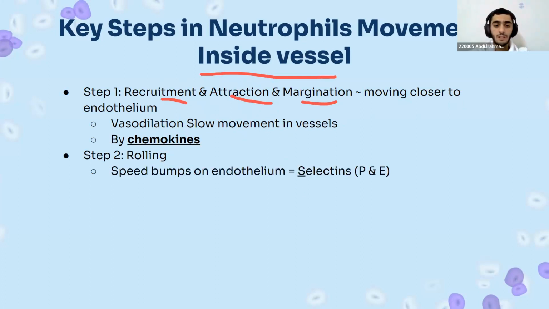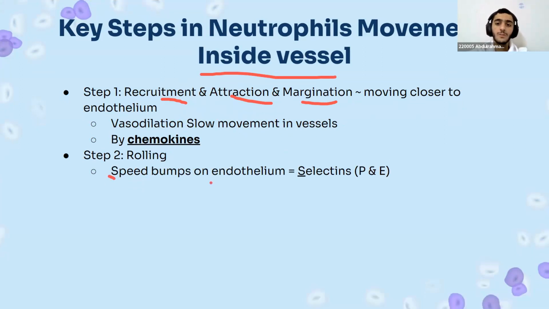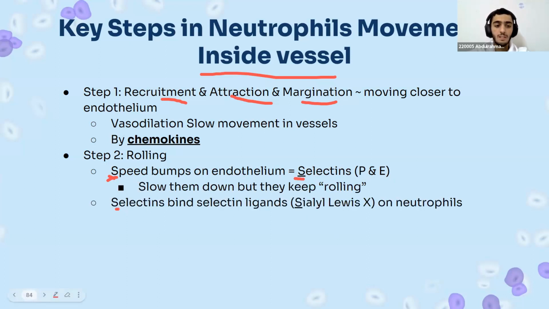And as you guys said, rolling, I usually try to associate it with speed bumps. Whenever you approach a speed bump, you don't really stop, but you just slow down. So rolling is basically slowing down, and the S in speed bumps, slowing down, speed, slow, whatever S's, they're all associated with selectins. So you got two selectins, the P and the E selectins, which are going to be found on the endothelium. They keep rolling. Now selectins start with an S, so they bind to an S: sialyl Lewis X, which is going to be found on the neutrophils, is what they're going to be binding to.